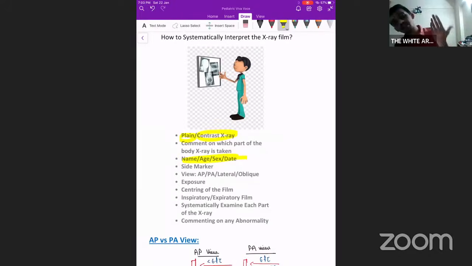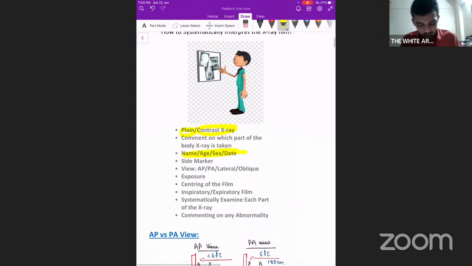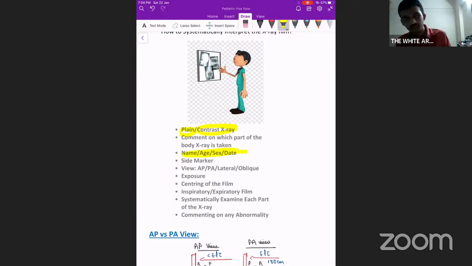If you're interpreting an actual X-ray, then you have to look into it. Then you'll have to see which is your right side and which is your left side. Then comment upon the view, whether it is an AP view, PA view, lateral view, oblique view, a supine X-ray, or a lateral decubitus X-ray, whatever it is, comment on what the view is.